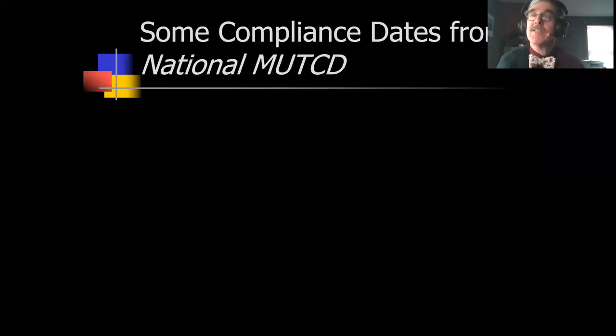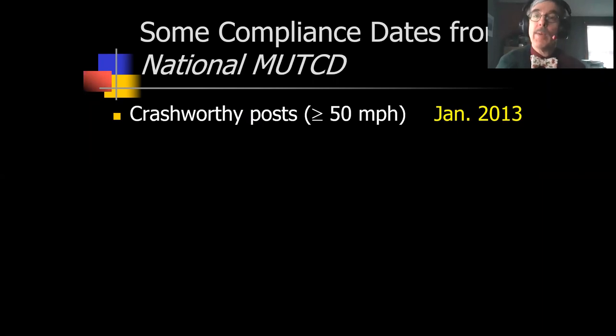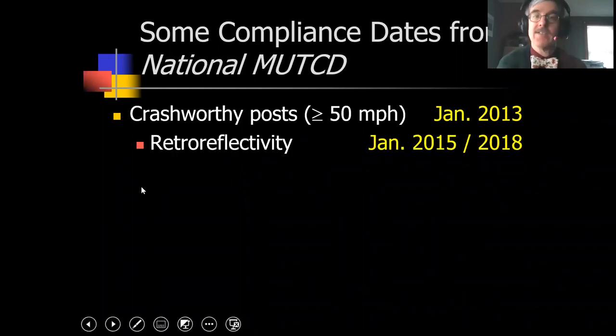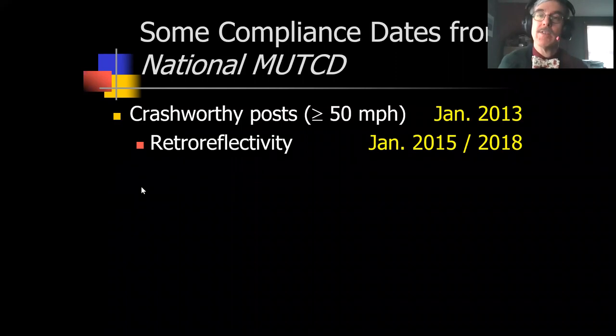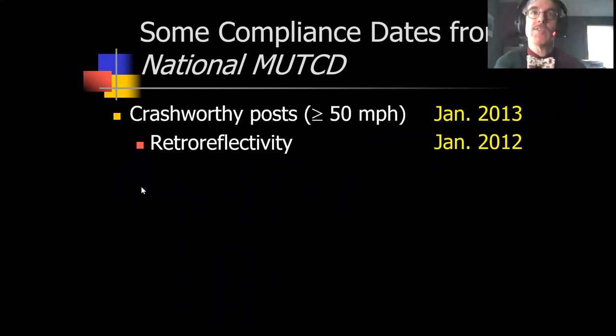Some of the more critical compliance dates that are in the MUTCD: there are some standards. We were supposed to be using crashworthy posts all the way back in 2013 for any roads of 50 miles an hour or more, which is most of the state highways and a lot of the local system here in New York State. There are also some standards for retroreflectivity that have been put into place. January of 2015 was when we were supposed to pick a plan on how we were going to deal with how bright the signs were, and in 2018 we were supposed to have a lot of signs put up. However, they pulled back on most of those standards. So the good news is the only one that really matters, going back to 2012, is how we are going to deal with how bright our signs are.